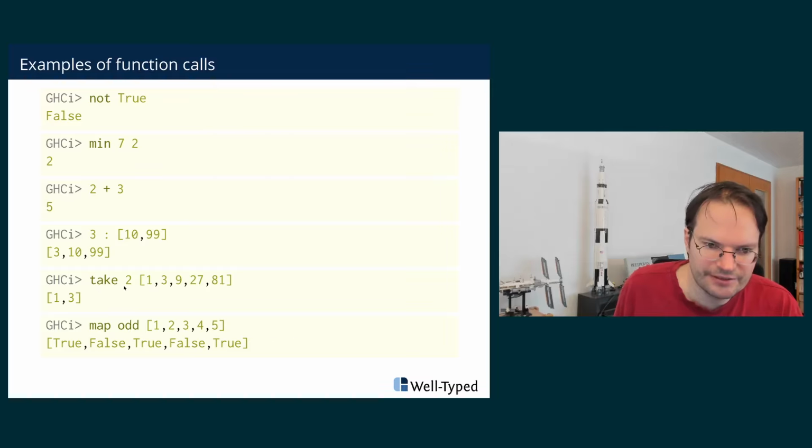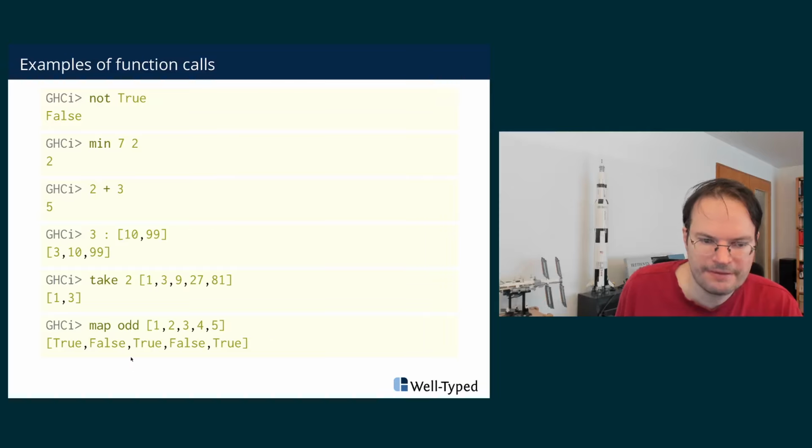Take is another example of a function with 2 arguments that is written in prefix form. The first argument of take here is the number 2. The second argument of take is a list. And what take does is it takes the first n elements of the list. So since we apply take to 2 here, it takes the first 2 elements out of this list, and the first 2 elements are 1 and 3.